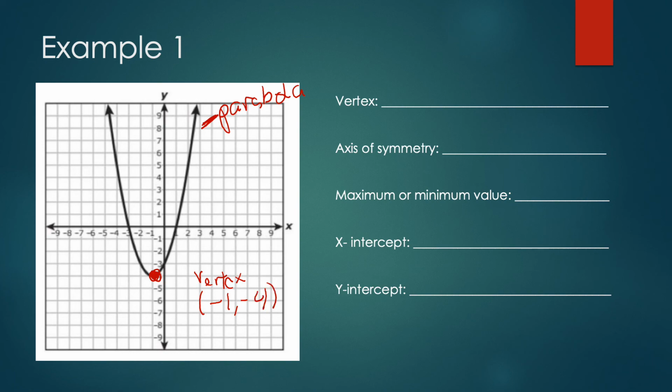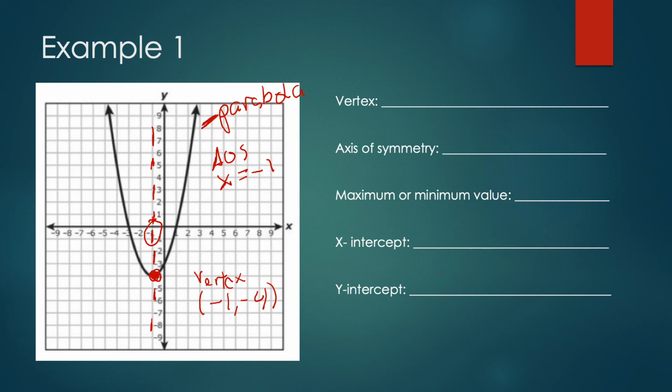Now we're going to look for the axis of symmetry. That's where the parabola is divided in half. So look for the middle of the parabola, which is also the vertex, and draw a vertical line going through it. Now that I got my vertical line through it, you notice that it goes through -1 on the x. So that means our axis of symmetry is x equals -1.